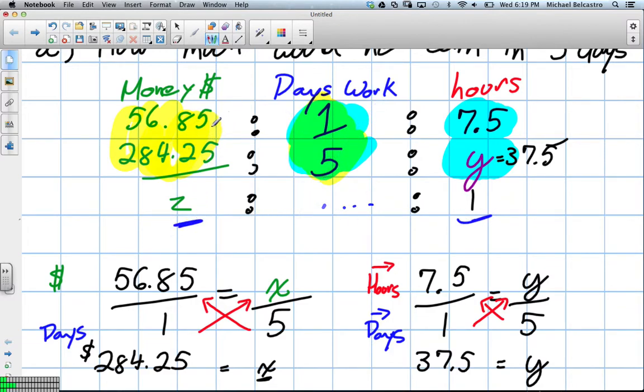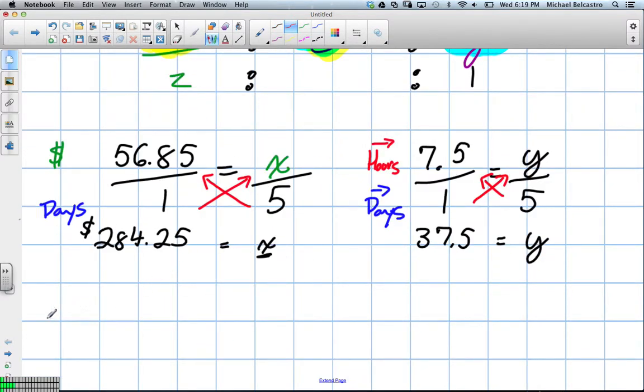How can I set these up? What 2 numbers on the top 3 can I use to be a fraction here? The money and the hours. Okay, so what fraction would I use? 56.85 and 7.5. Okay, and which one do we want to put on top? Which on the bottom? Money. Okay, so we'll put money on top, 56.85. I'm just going to do it in red. Divided by 7.5. Okay, so money on top, hours on the bottom. And that's equal to what?